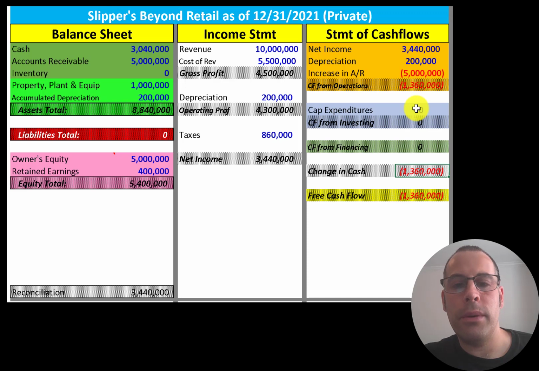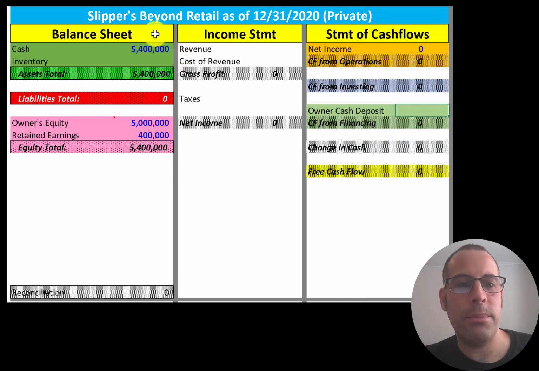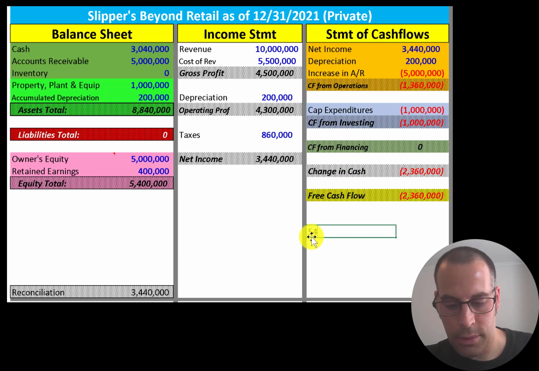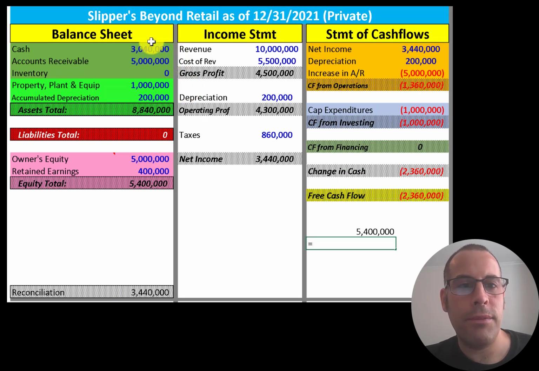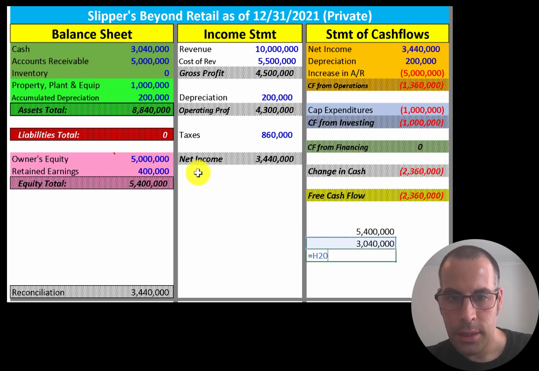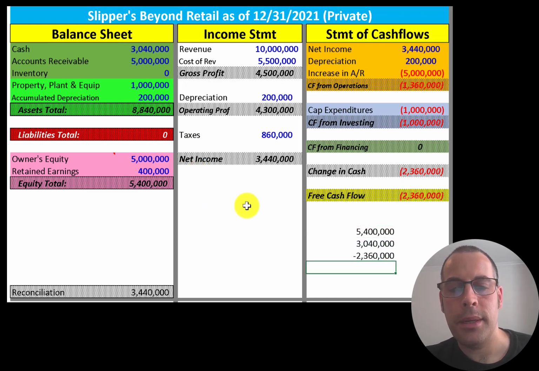We also bought a machine for $1 million. That goes into CapEx. And we had nothing in cash flow from financing. You see at the end of 2020, we had $5.4 million of cash. And now currently we have a little over $3 million in cash. So our cash balance decreased $2.36 million. And you can see that's our change in cash.